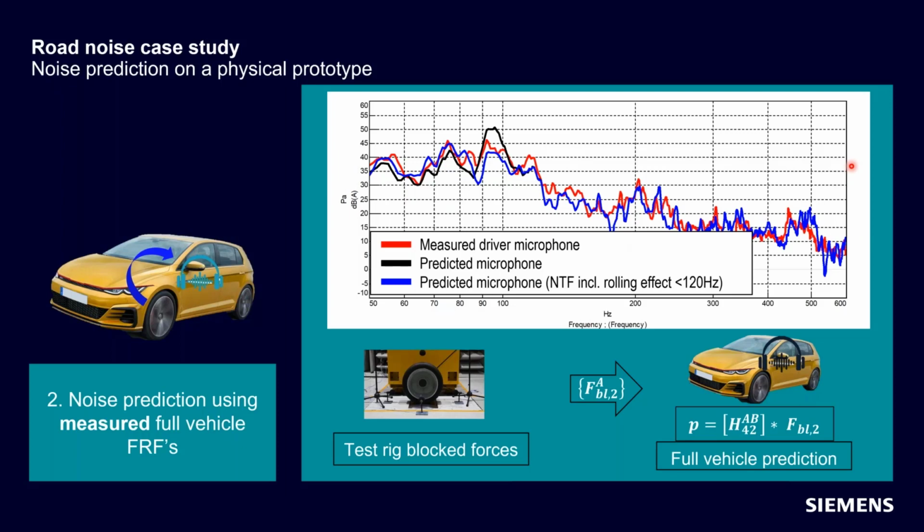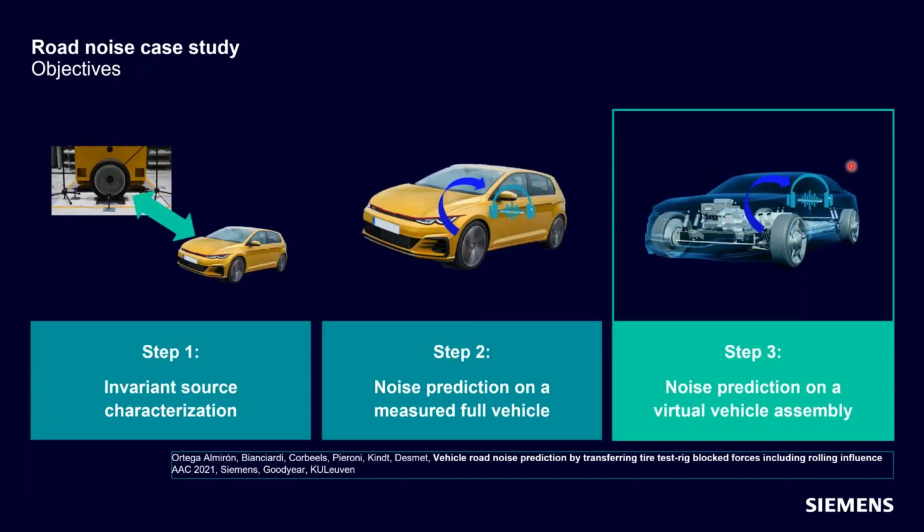But this example is not really so great yet because we still needed a physical prototype to do those transfer function measurements, which is, of course, what we want to avoid in the context of virtual prototype assembly. Much more interesting, I think, is this last example where we will try to recreate our vehicle fully virtually and still see if we can get an accurate cabin noise prediction.